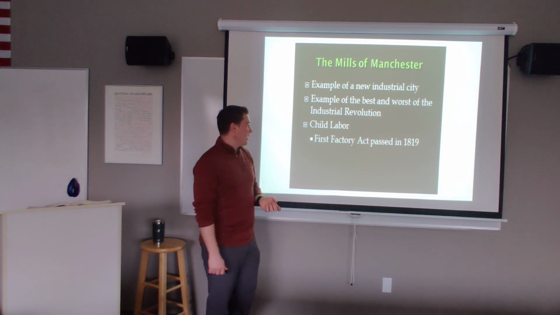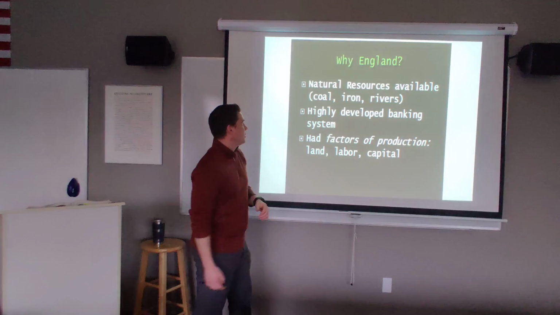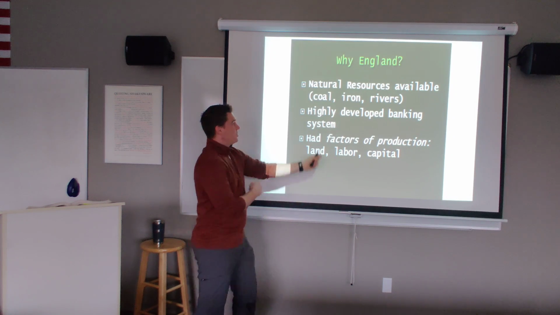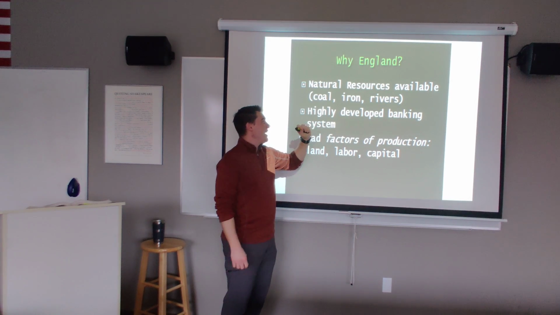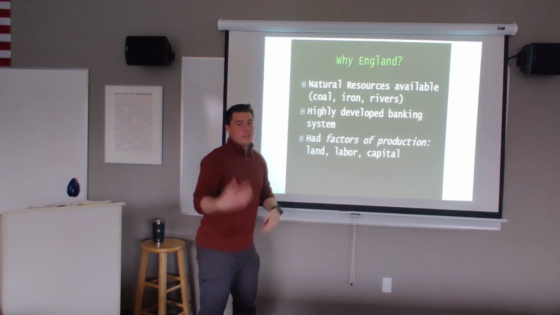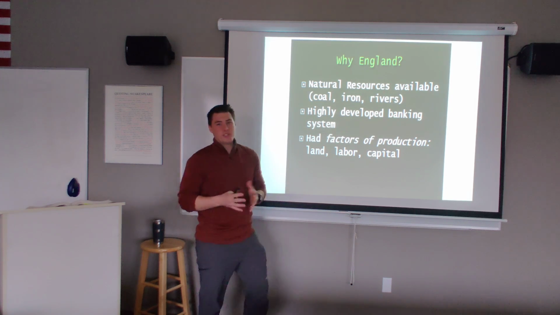They did have some early legislation to try to curb some of that, but a lot of it was ignored. But look at why England, we talked a little bit about this already. They had large amounts of coal, and they had iron, and they had a lot of rivers that enabled the transportation of those products. Their banking system was also highly developed.